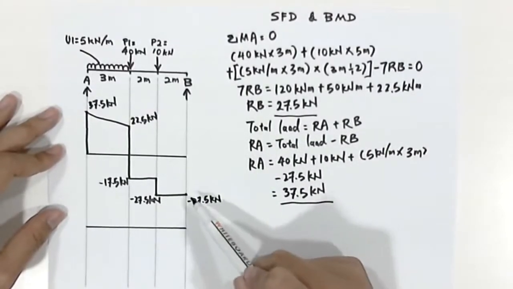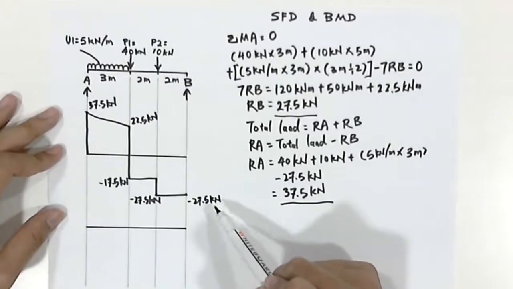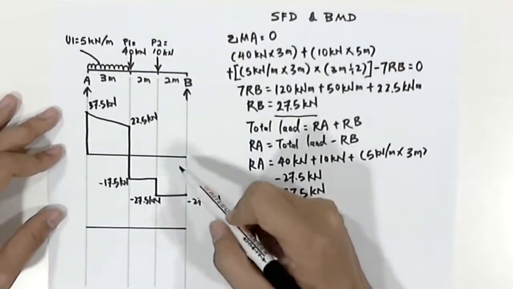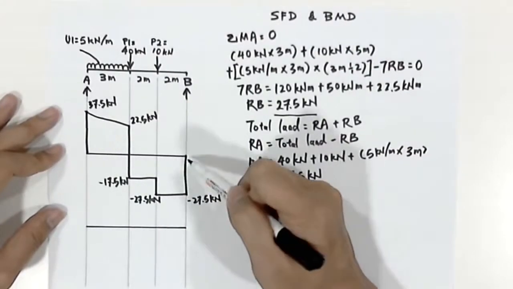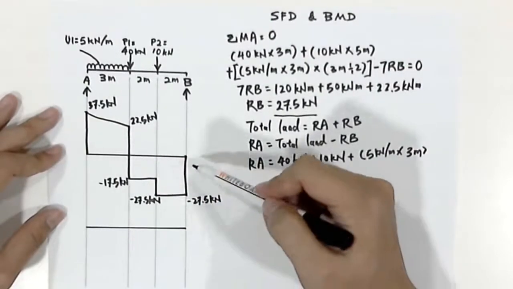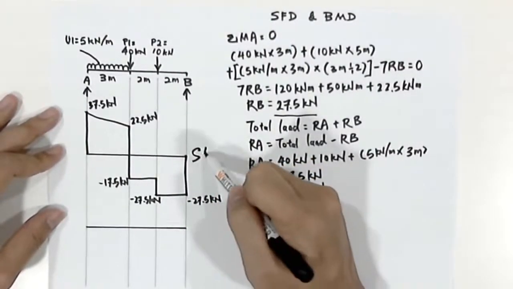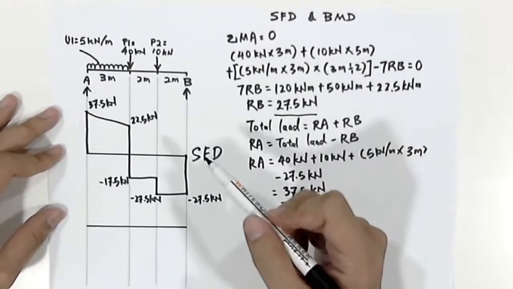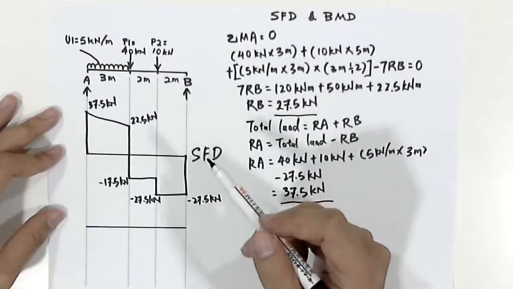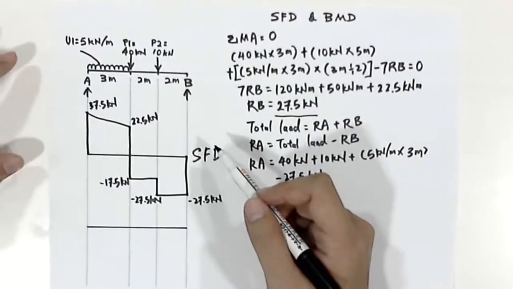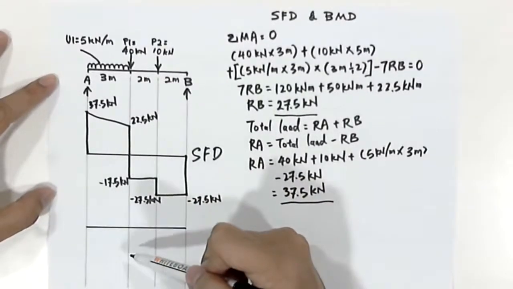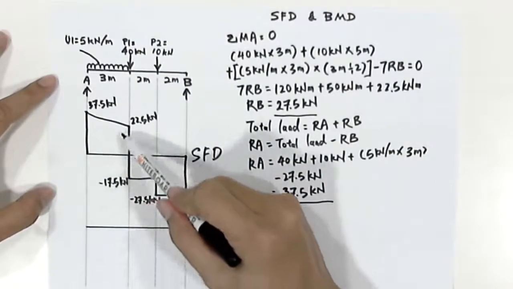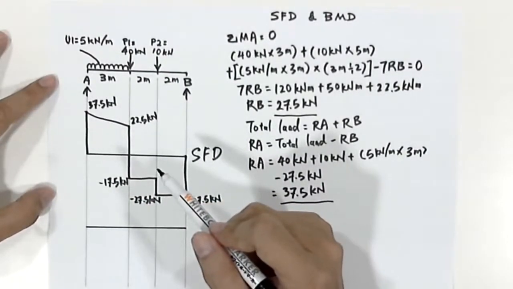If you find that the last value, negative 27.5, is the same as 27.5, that means the whole shear force diagram will go back to 0. If you can complete this, that means your shear force diagram is correct. The next step is to do the bending moment diagram. As we know, the value of the bending moment basically is the same as the area in our shear force diagram.